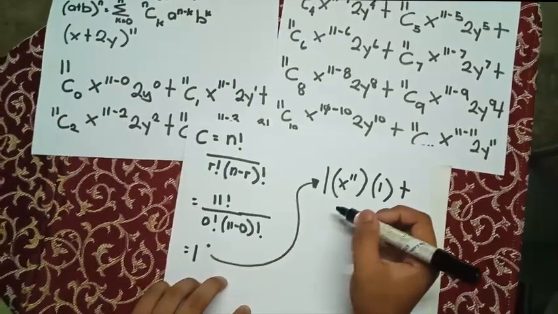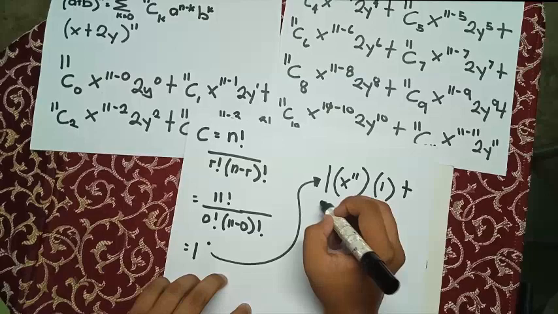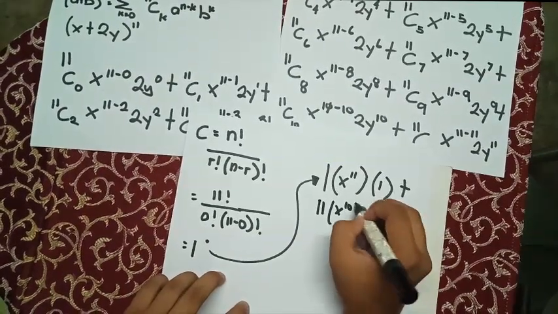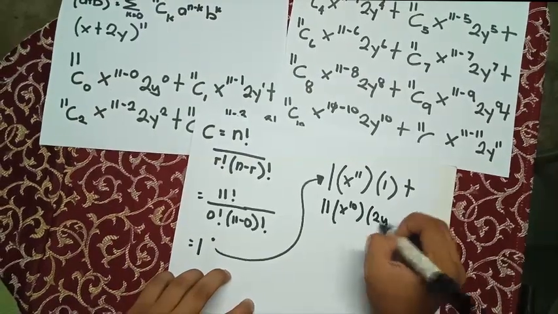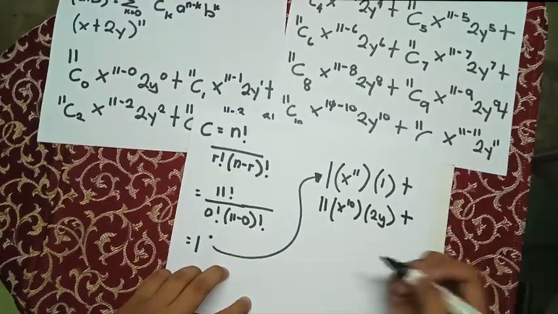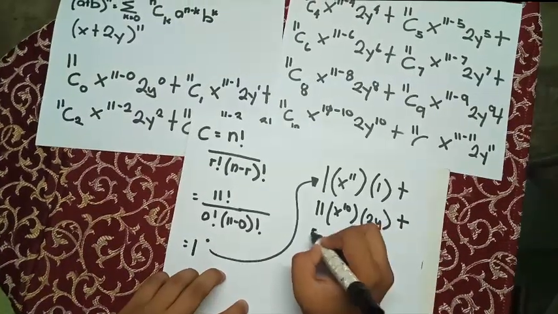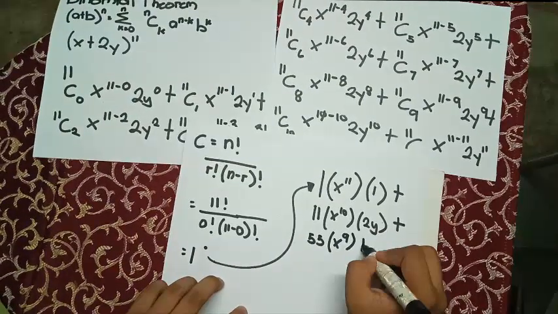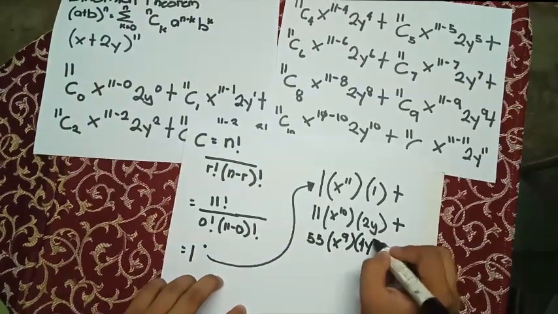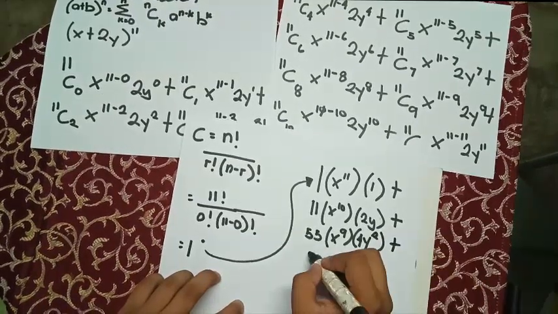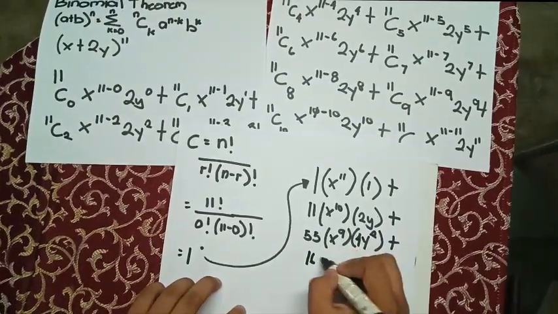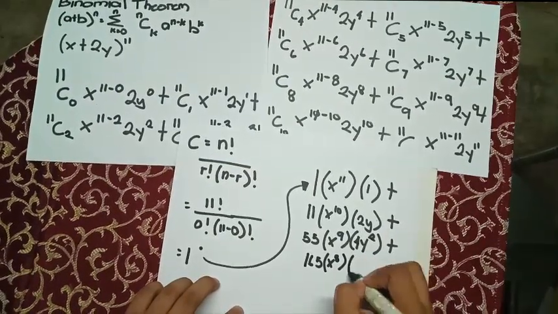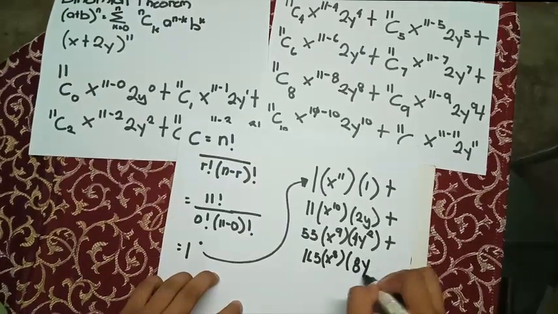1 times x raised to 11 times 1, and the second term will be 11 times x raised to 10 times 2y, plus 55 times x raised to 9 times 4y squared, and do it repeatedly again until you get the 11th term.